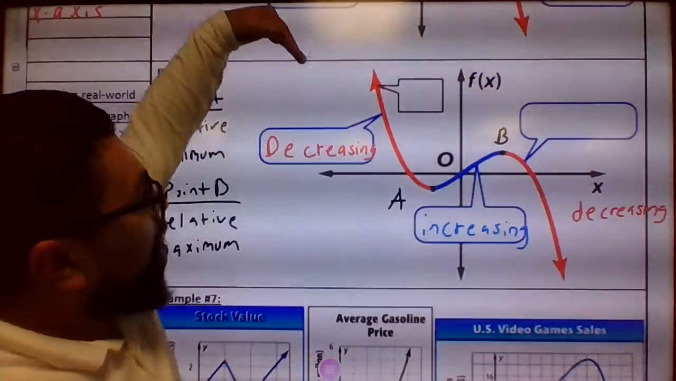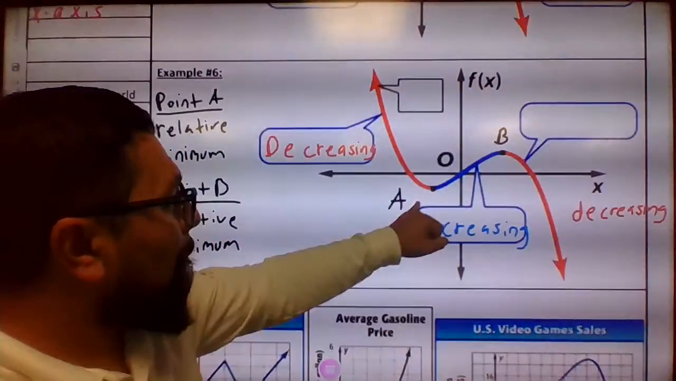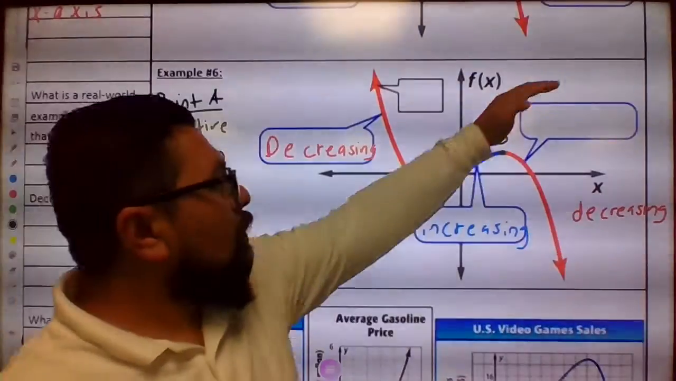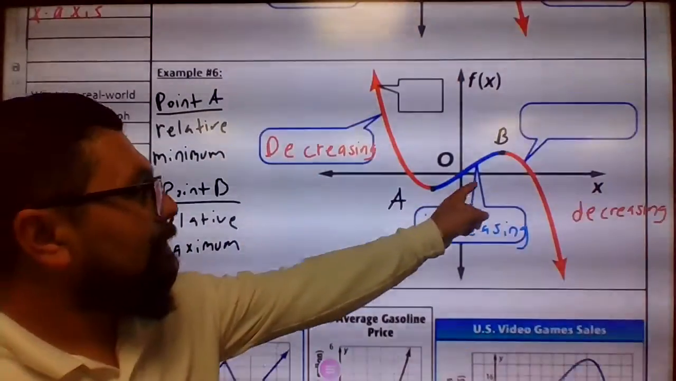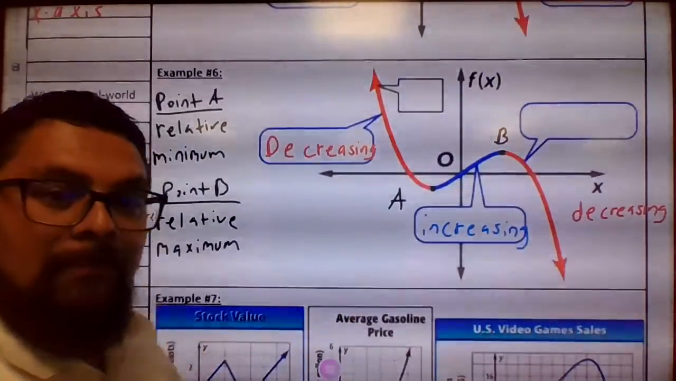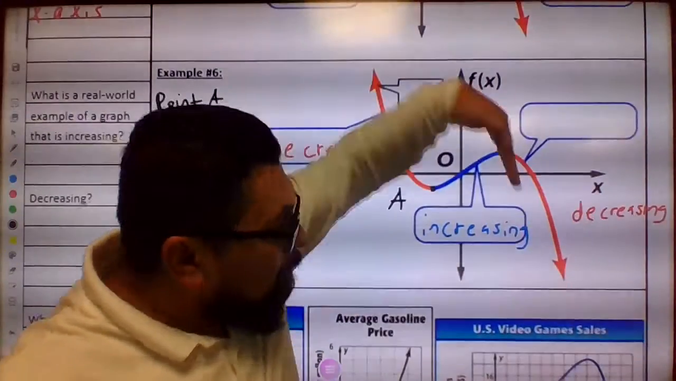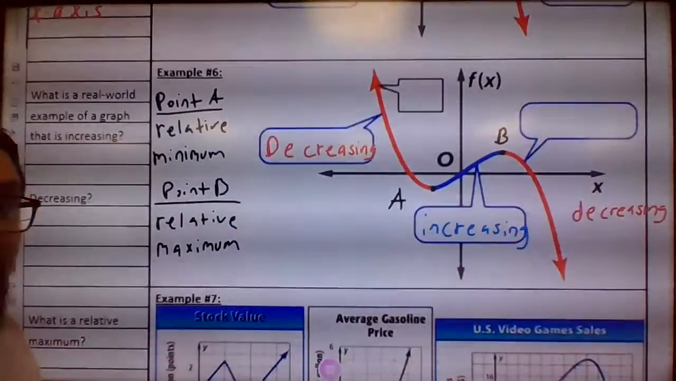When this graph is going down, decreasing, and then it starts to go up, that point is called a relative minimum. When it starts to go up and it comes back down, that is a relative maximum. This is a dip, and this is a hill. When it dips down and comes back up, it's a minimum. When it's up and it comes back down, making a little hill, it's a maximum.